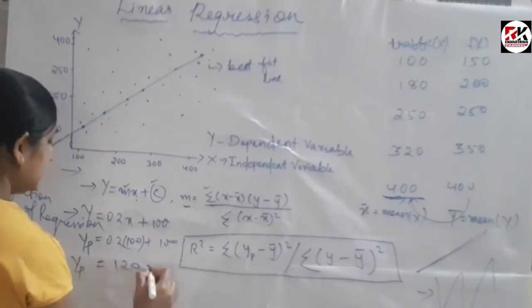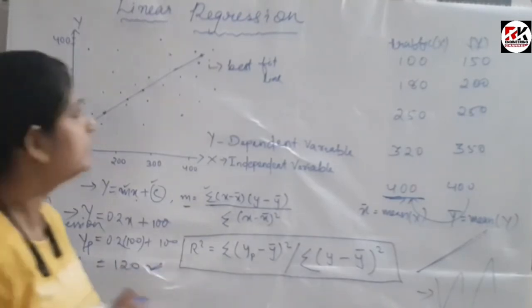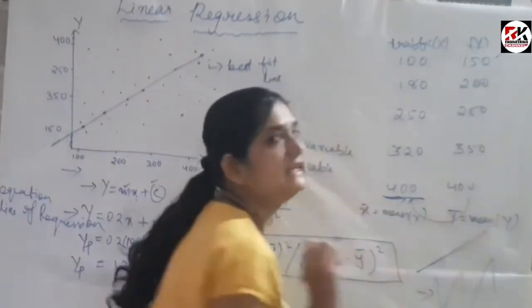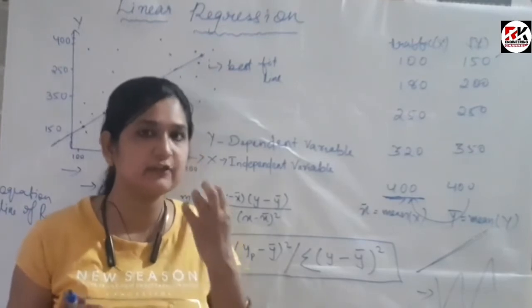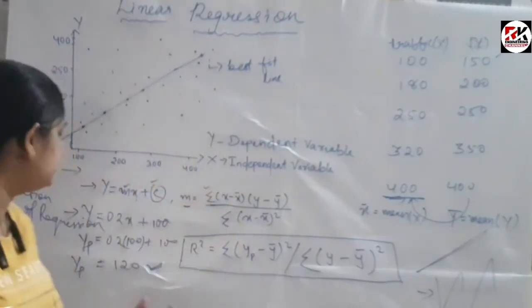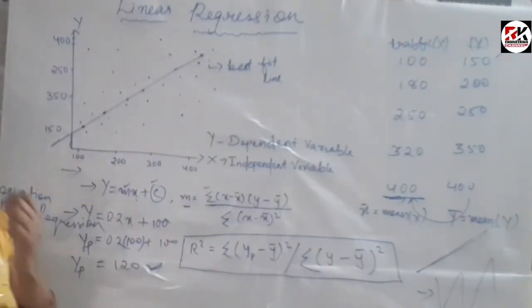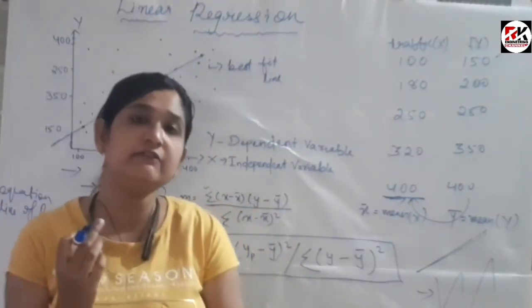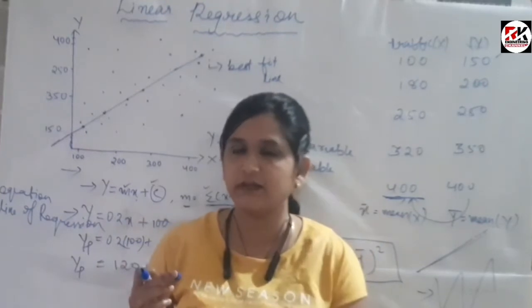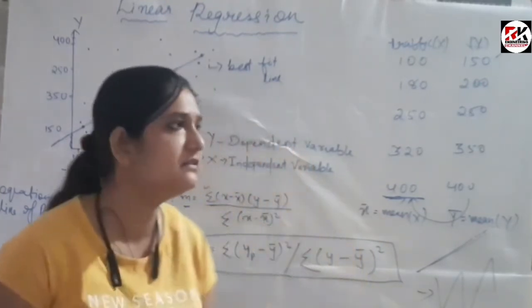So my y predicted is 120, but my given y is 150. That is the actual value, but my predicted value is 120, so there is an error. I expected the y value to be 150, but there is a difference, a difference of 30 is coming.